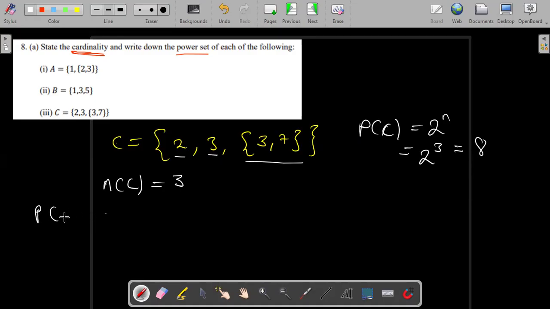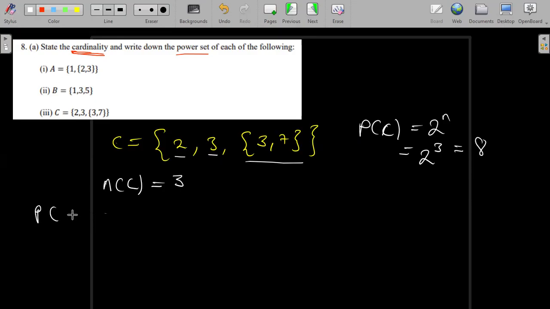So P of C. What are those sets? You can always start with the empty set, because the empty set is always going to be there. And then go to the set itself. So the set itself, I have 2, 3 there, and the set 3, 7 like this.